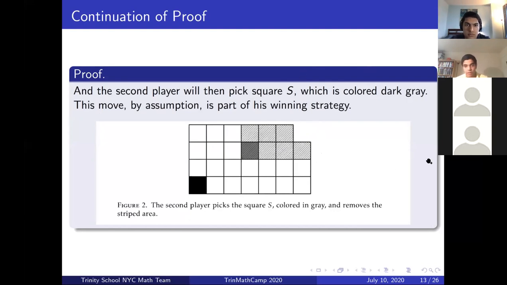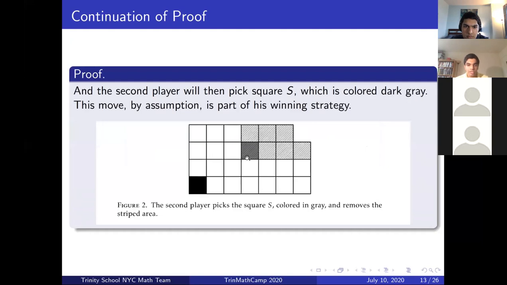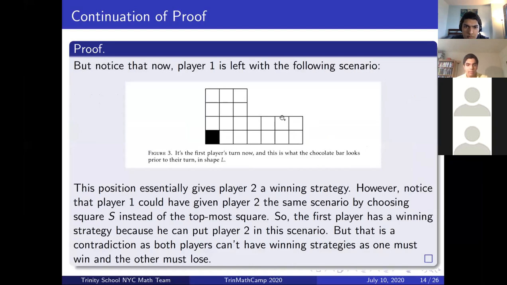Now we have to notice that player one is left with the following scenario. So this is player one taking a second move. And this position is part of leaving player one with this scenario as part of player two's winning strategy. But you should notice that player one could have given player two this same scenario by just choosing this square to begin with, and removing all of it. And player two would have to deal with this scenario. In some sense, player one is stealing the winning strategy of player two. So if player one can make this move, we say that player one has a winning strategy, because he can put player two in this scenario.